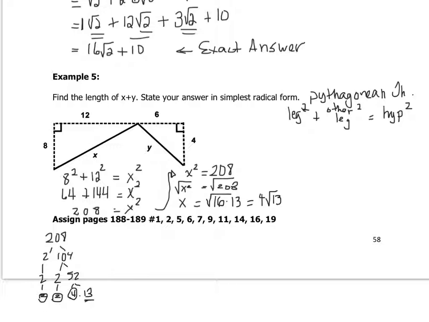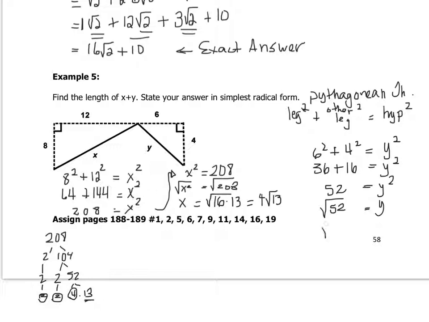Then you've got to do the same thing to find y with the right triangle on the right side. So we've got 6 squared plus 4 squared, the two legs of that right triangle, equal the hypotenuse, which is y, so equal y squared. So that becomes 36 plus 16 equals y squared. So that becomes 52 equals y squared. So y would equal the square root of 52. And 52, we just know from factoring over here, is 4 times 13, perfect square factor 4. And that becomes 2 root 13 if you simplify it.